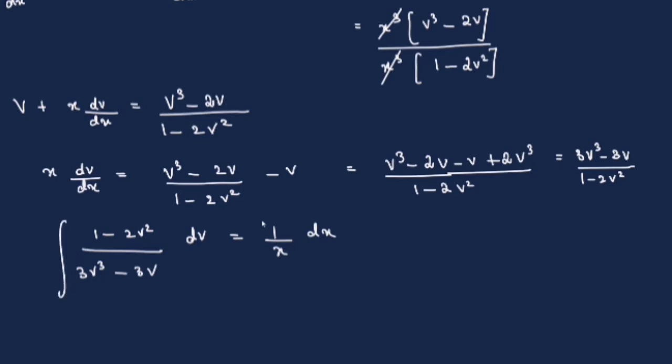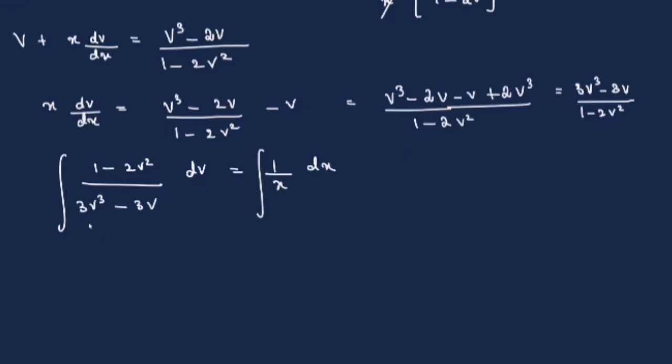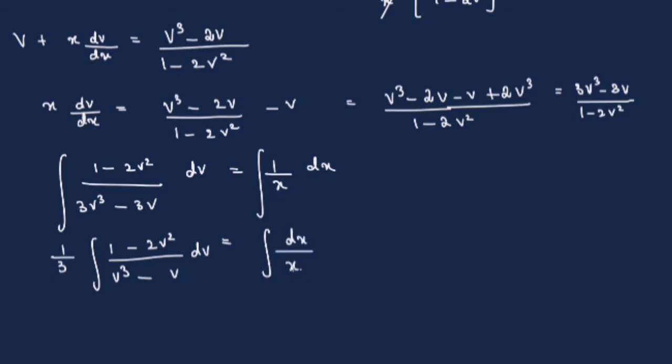Once you finish separating the variables, you can integrate. So the integral of (1 minus 2v square) by (3v cube minus 3v) dv is equal to the integration of 1 by x dx. Now 3 is common in the denominator, so take it out. So 1 by 3 integral of (1 minus 2v square) divided by (v cube minus v) dv is equal to the integral of dx by x.